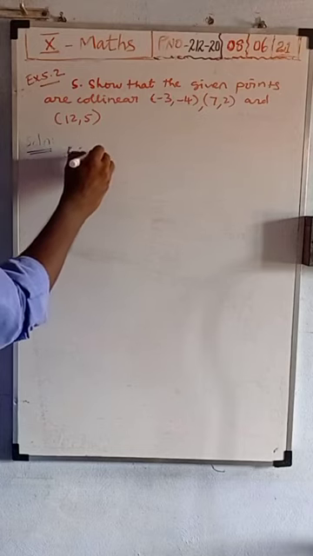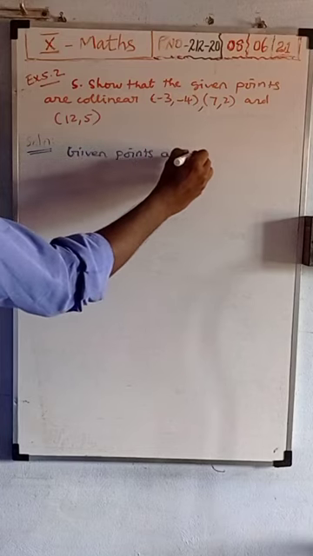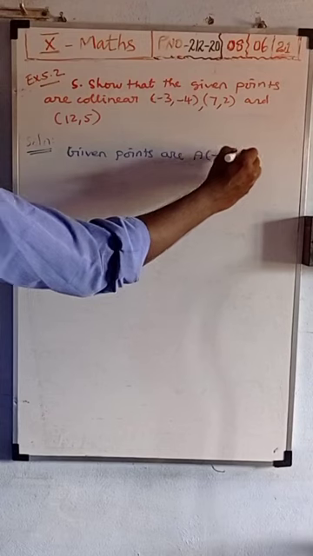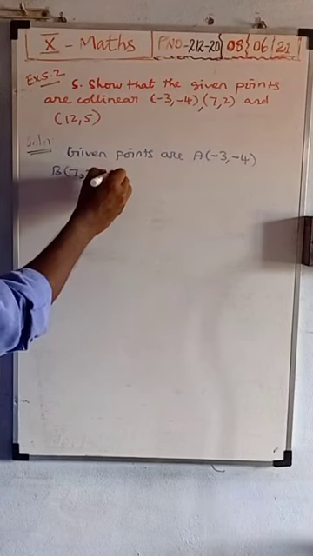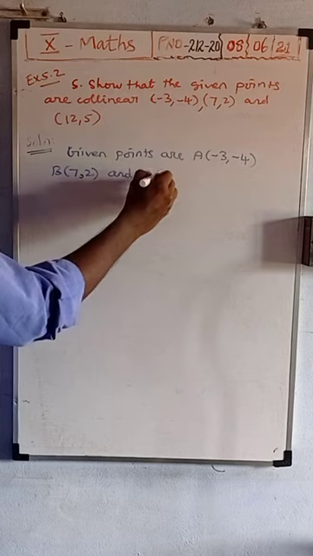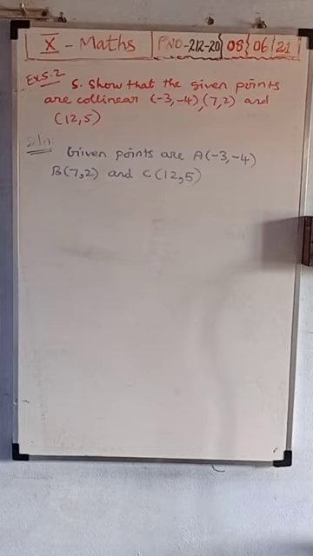Given points are: first point is A (-3, -4), second point is B (7, 2), and C is (12, 5). So we choose the given points A, B, C. Using the concept of slope, we will prove these points are collinear.